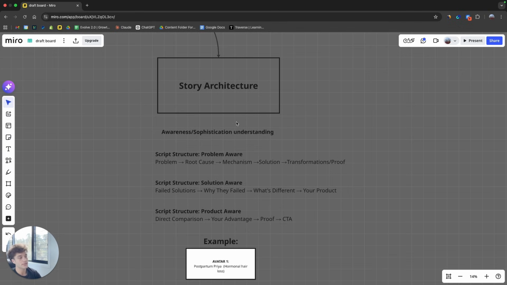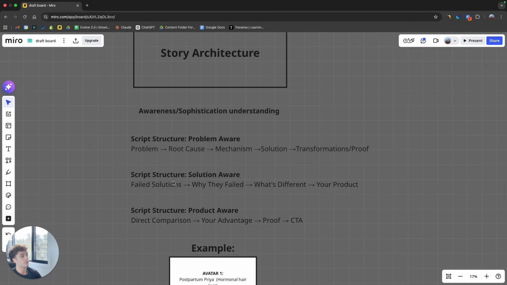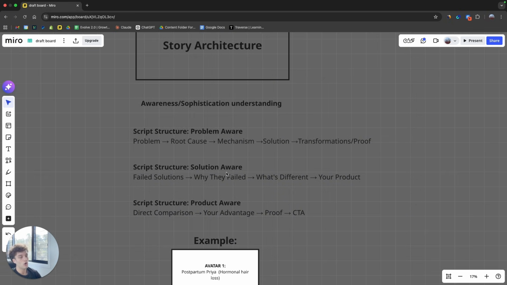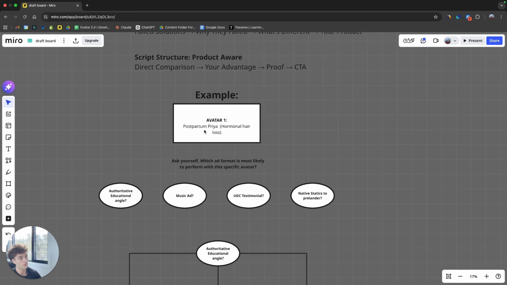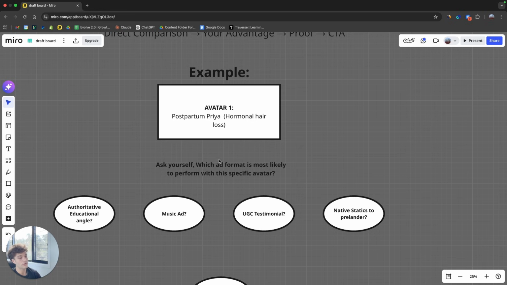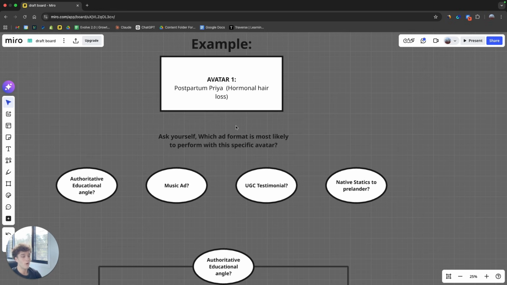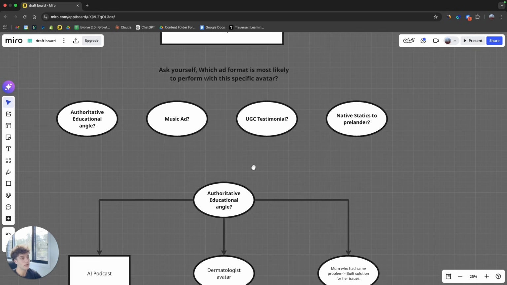So now story architecture. I already covered this in pretty good detail before, but now that we've done our research and we understand how to complete feedback loops, you'll now understand how to present to your customer. For example, postpartum Priya, or whoever we covered in the previous avatar example, we can ask ourselves which ad format is most likely to resonate with this avatar based on the awareness stage, the sophistication of the market, objections they have, whatever.